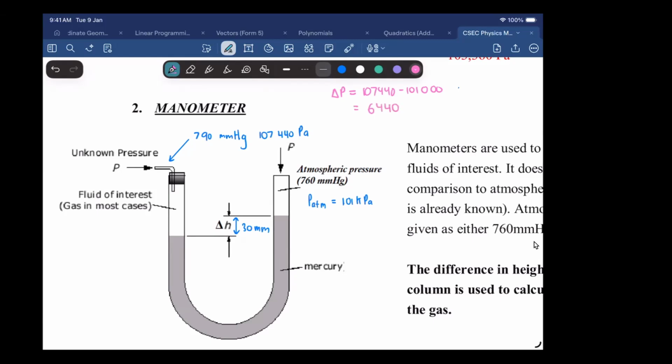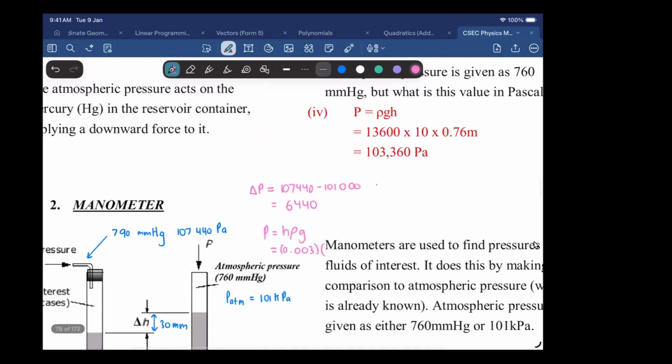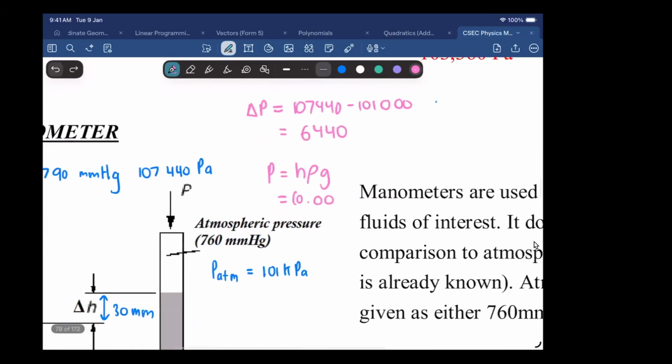Let me show you something. There's another way we could have calculated that. So pressure is equal to height times rho times gravity. What was the height difference? 30 millimeters. Check that for me. Just divide 30 millimeters by 1,000. That'll be 0.03. I was correct.